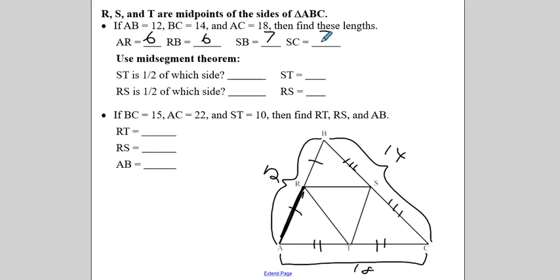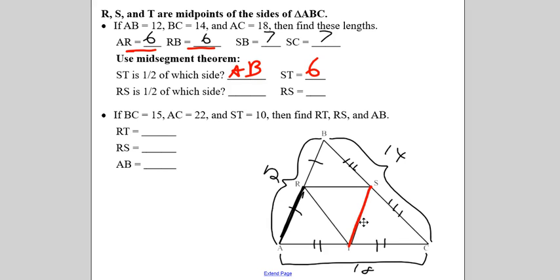ST. ST is half of which side? Well, watch. ST is right here. That is parallel to this side right here. And watch this little magic trick. It's the same length as half of the big side. So, ST is half of AB, making it 6. The same as here and here. Because as you can see, ST is the same as AR and RB. A little bit long, but you can see it's the same thing.